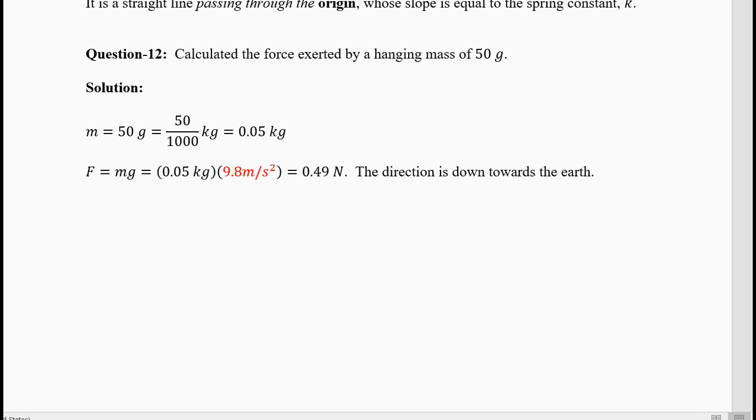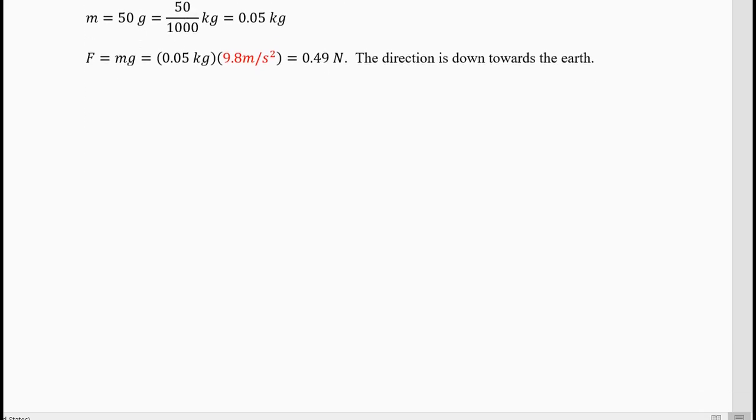Now the force has magnitude and direction. We have calculated the magnitude. The gravitational force is towards the ground, towards the center of the earth to be precise. The direction is down towards the earth. So be conscious about the direction whenever you are talking about vector quantities, and force is a vector quantity.